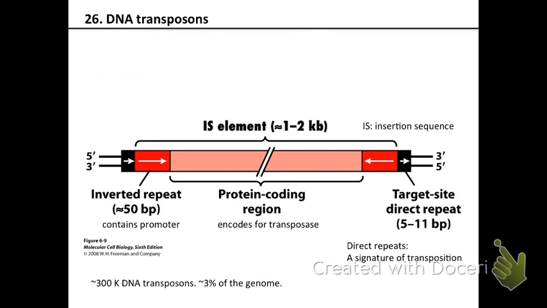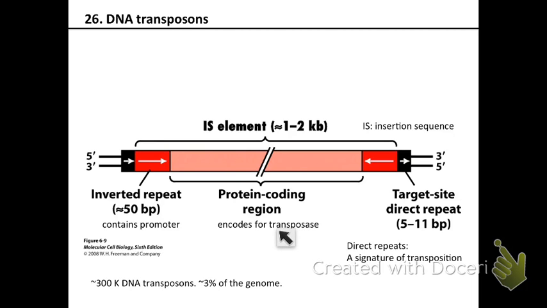All right. So here's a more detailed view of what DNA transposons look like. They contain 2 inverted repeats. These are about 50 base pairs. So there are 2 copies of this. They usually contain the promoter sequences that are required for the transcription of the genes that are encoded by the transposon. In the middle, you have a protein coding region, and it encodes a protein called transposase. That is the protein that the transposon uses to transpose itself.